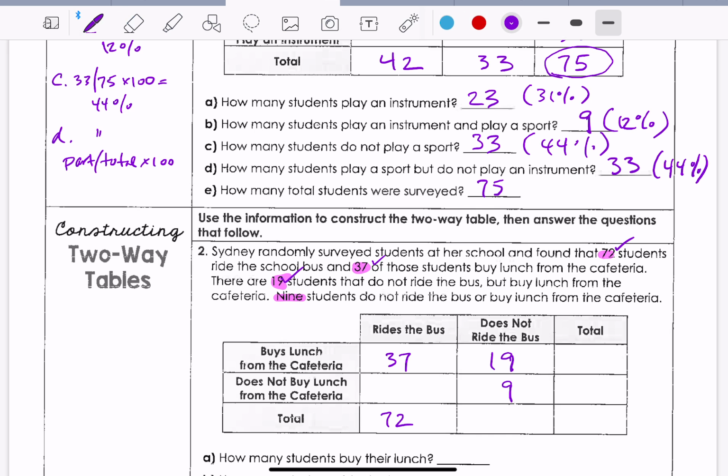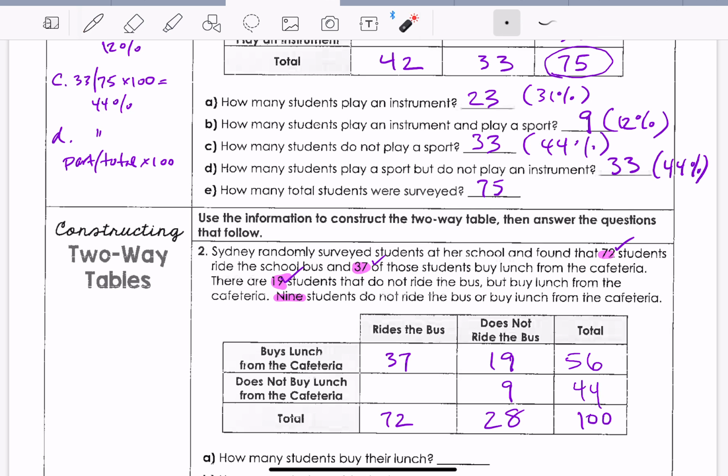The easiest one to fill in when I look at this is this column right here, does not ride the bus. I just have to do 19 plus 9. So 19 plus 9 is 28. Then the next easiest for me to fill in is to go across here and say, okay, what's 72 plus 28? That's 100. And then this one here should be pretty straightforward. 37 plus 19 is going to give me 56. So now to fill in this space, what do you add to 56 to get 100? Or what's 100 minus 56? That's going to be 44.